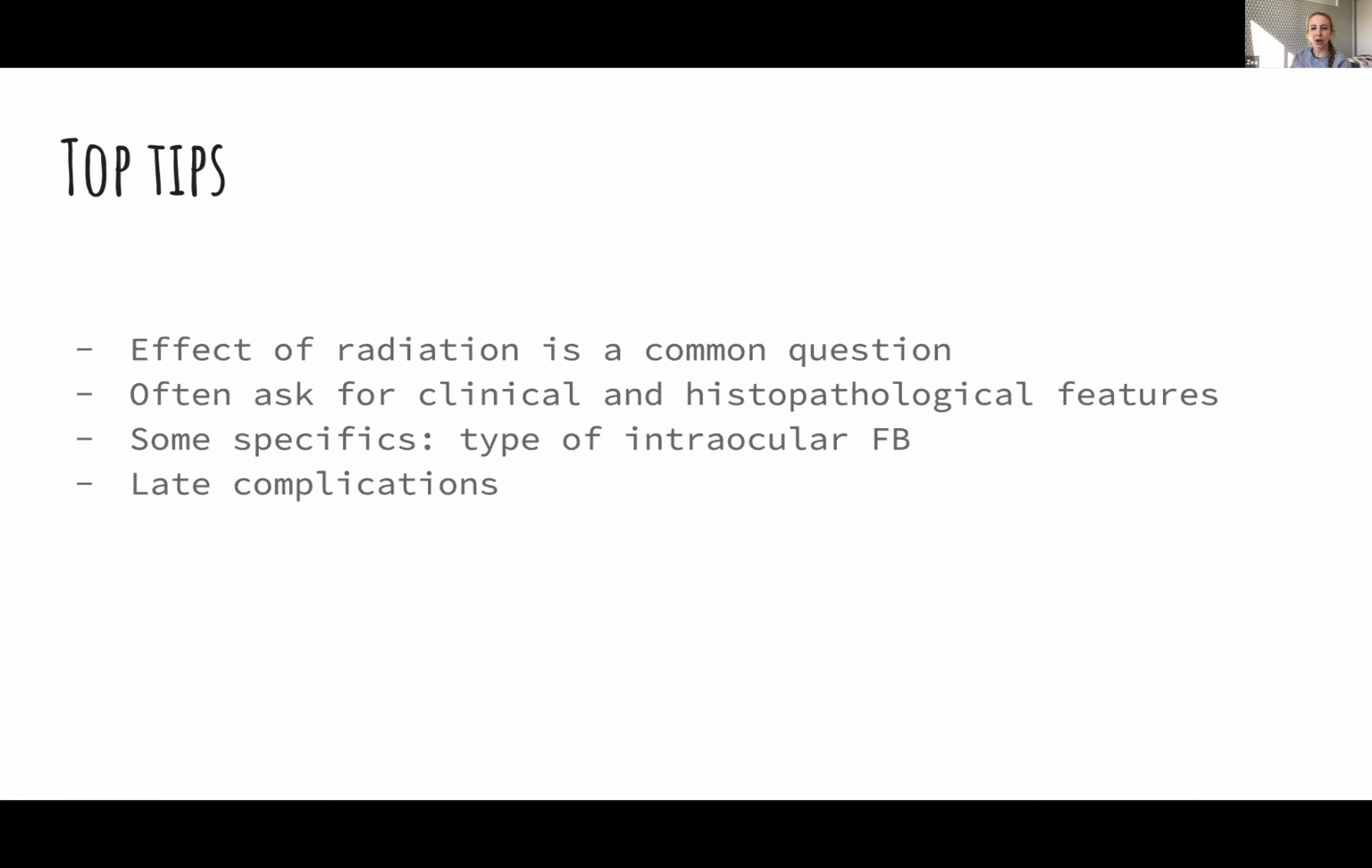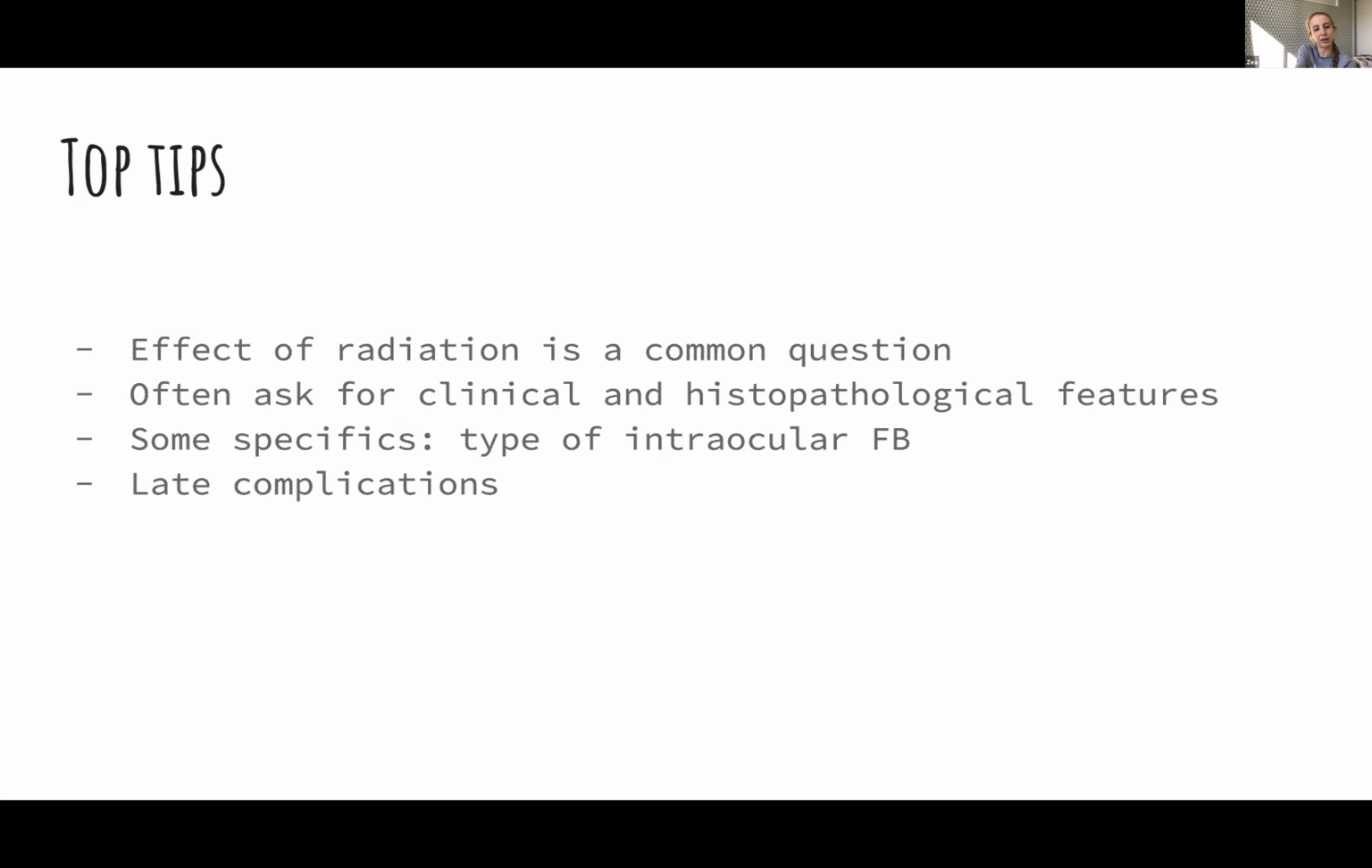And so my top tips were: radiation is a common question, so it's good to know that. They often ask for both the clinical and the histopathological features with the trauma, so it's important not to forget to actually describe the clinical stuff, even though it's quite straightforward because that's what we see all the time. And then there were some specific examples, like the type of intraocular foreign body, and most questions also focused on the late complications. And I guess then just that other important tip about talking about phthisis, always mentioning that it's a difficult sample for the pathologists to review.